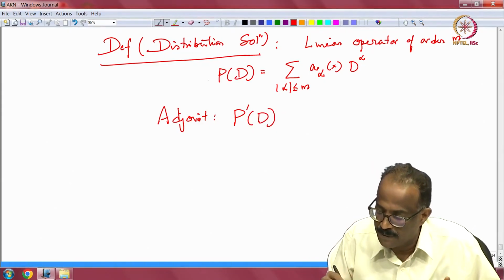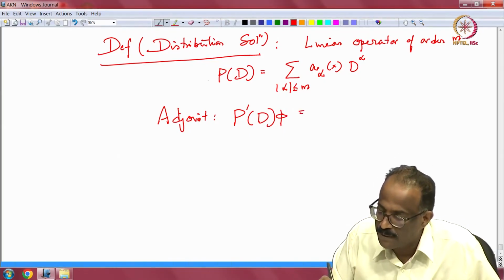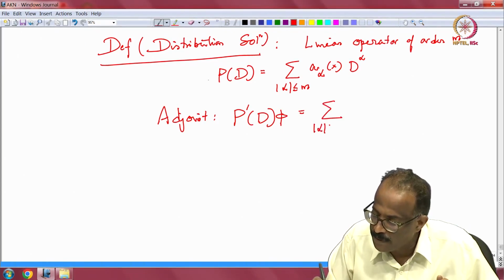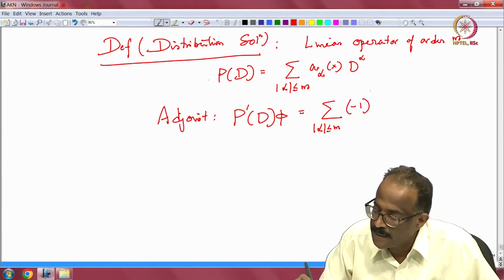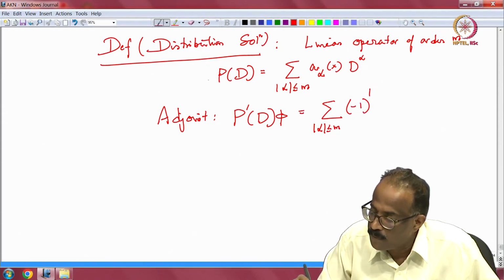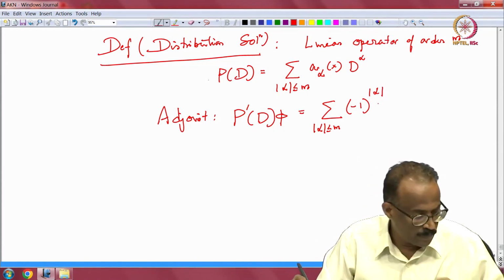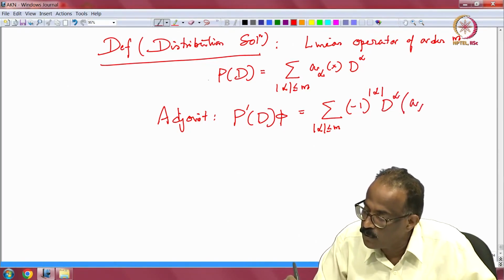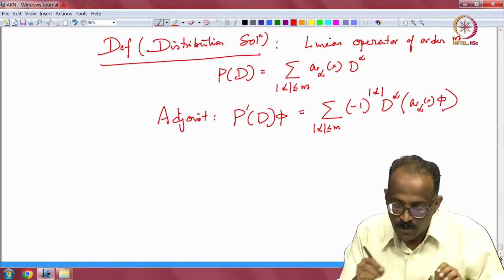It is a bit difficult to write, so let me write P prime of D of phi, its action. You can do that: sigma, mod alpha less than or equal to m, minus 1 to the power mod alpha, D power alpha of A alpha of x phi. Each time, because you are doing some integration by parts, you get minus 1 to the power mod alpha. It has to combine, because once you act it, A alpha of x phi comes in. Okay. So, what is the definition now?